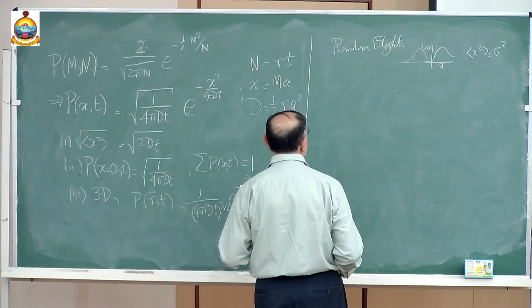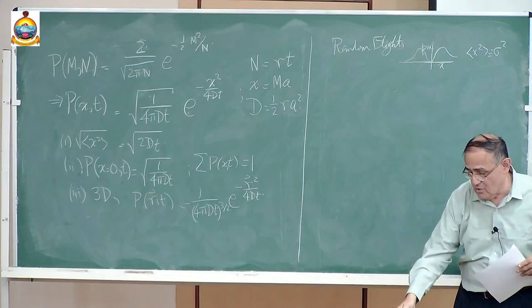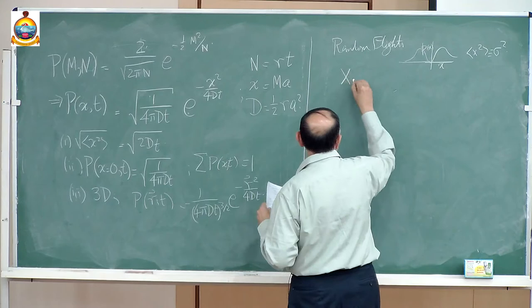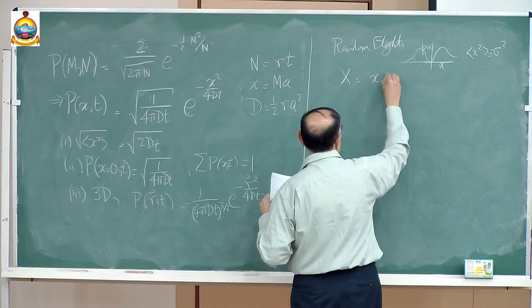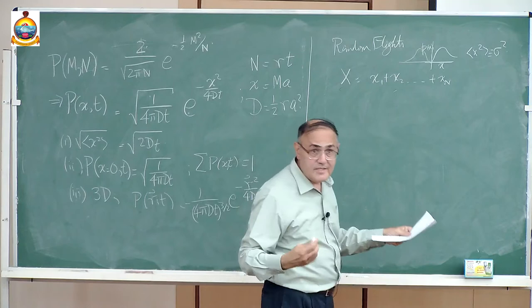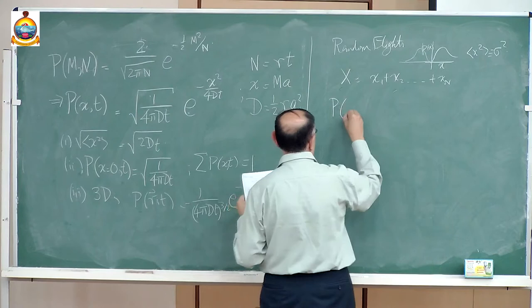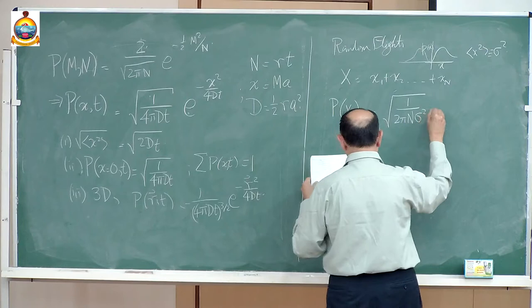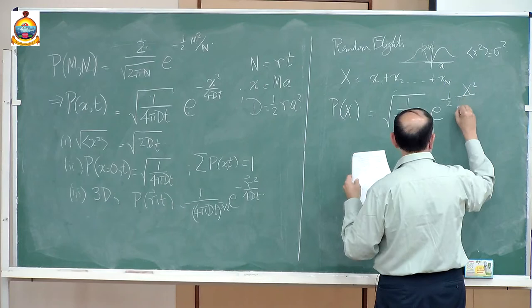Since this is understood as the distribution from which we draw each step, at each step I draw something with this probability and move with that step length, and so on. Then clearly, after a certain number of steps, call it n, we have displacements x1, x2, up to xn, and the question is, can we find capital P of capital X? The answer is yes, we did it, and it turned out to be 1 over root 2 pi n sigma squared, e to the minus half X squared over n sigma squared.